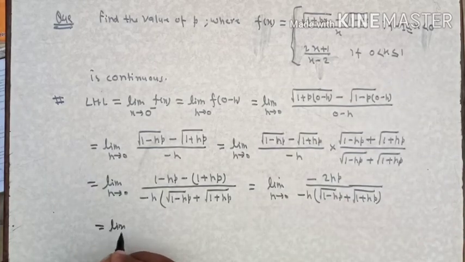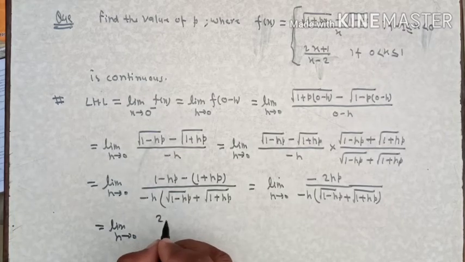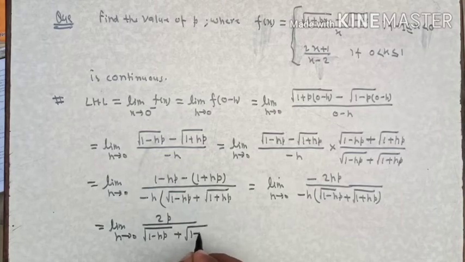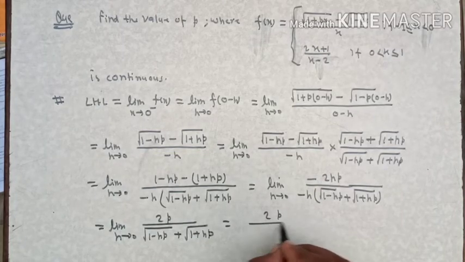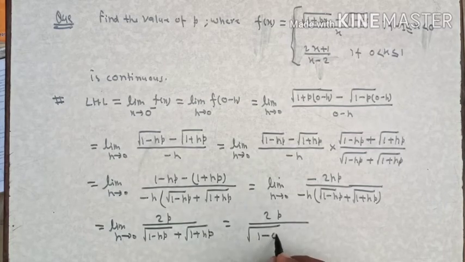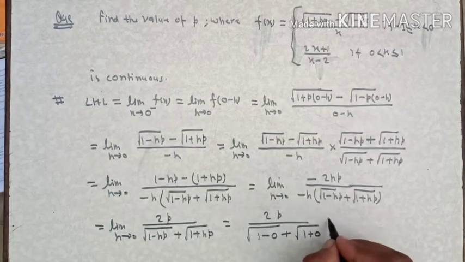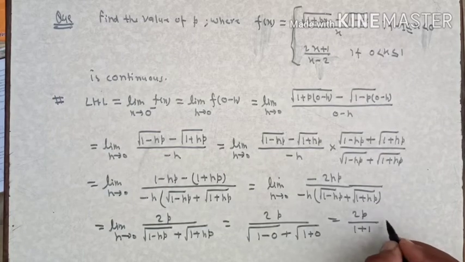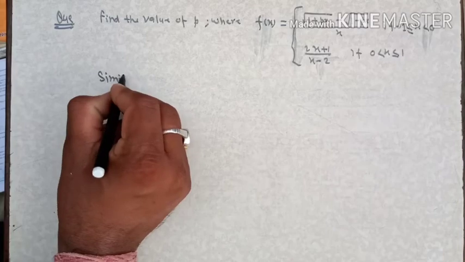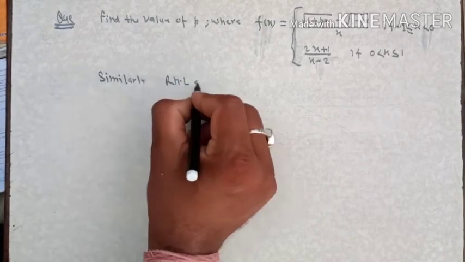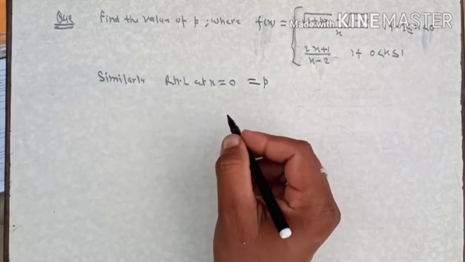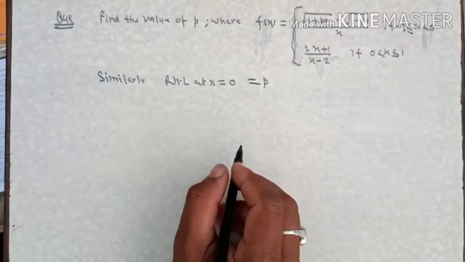Now limit as h tends to 0 of 2p divided by (root of 1 minus hp plus root of 1 plus hp). Now put the value of h. So 2p divided by (root of 1 minus 0 plus root of 1 plus 0). So 2p upon 1 plus 1 equal to p. Similarly, the right hand limit at x equal to 0 is equal to p because the given function is continuous. So the left hand limit is equal to the right hand limit.